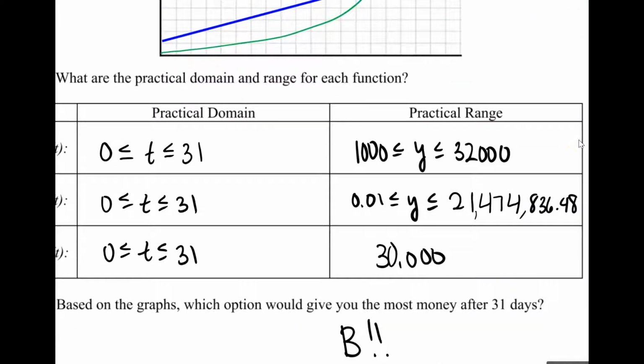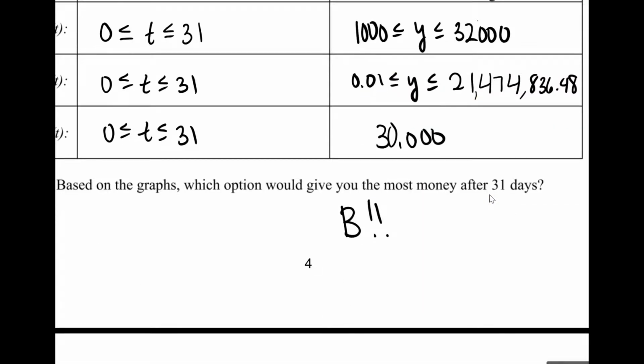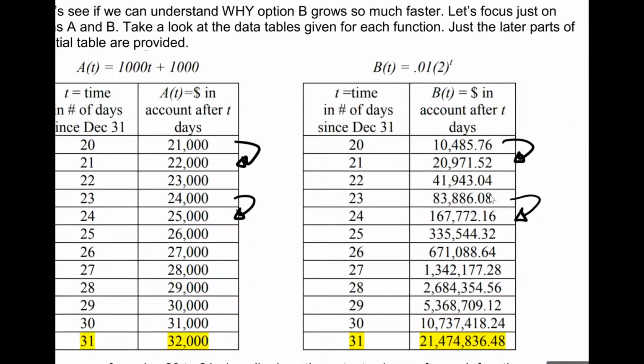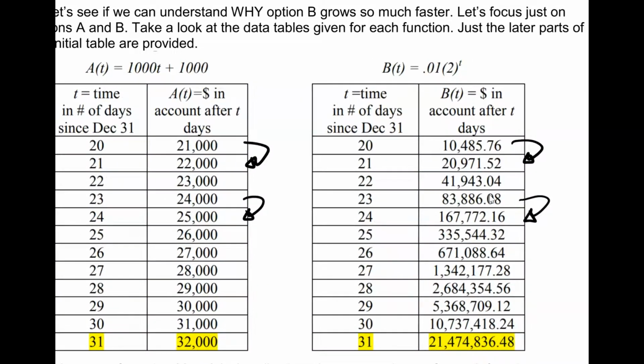So the domain, all of the domains are the same, right? 0 is less than or equal to t less than or equal to 31, because that's how many days we have. You start at day 0, you go to the 31st day. But the range, the y value, there's only one y value for option C, versus option A, which is between 1,000 and 32,000. But option B, remember, we start with 1 penny, but then we end up with over 21 million. So based on the option, after 31 days, you should probably choose B. But let's see why it grows so much faster.